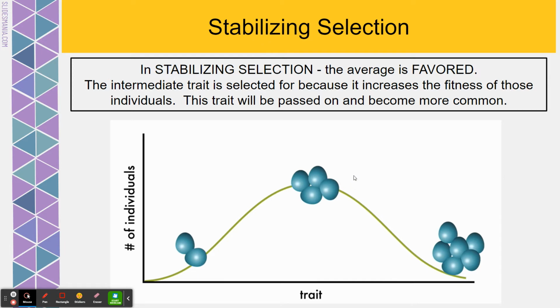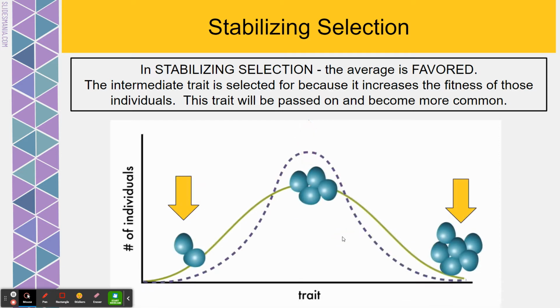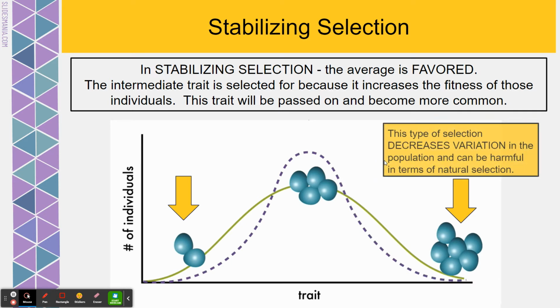The second way that natural selection can work on a trait that's polygenic is called stabilizing selection. In stabilizing selection, the average is favored. So an average is best, which means the extremes are going to start to decline and the average is going to increase. So an increase in the average, a decline in either extreme will make this graph much more narrow and tall. Now, this does decrease the variation in the population because we don't see those extremes anymore. We're only seeing the average.